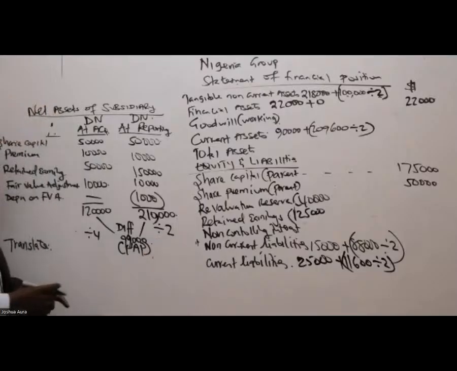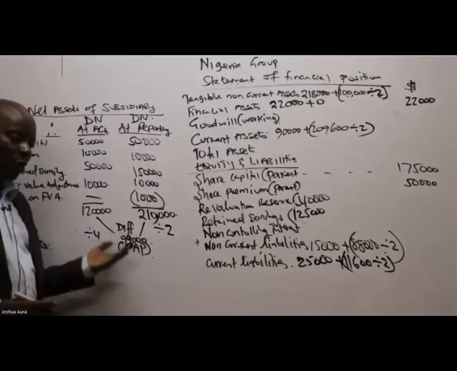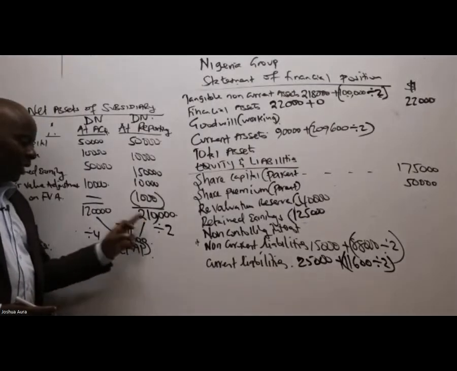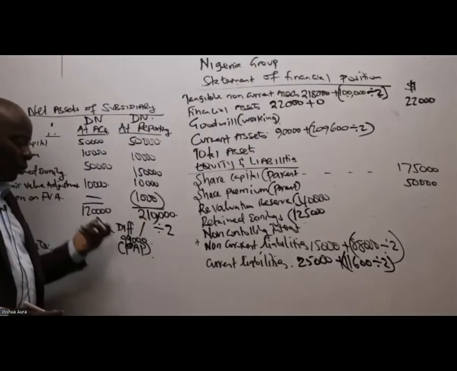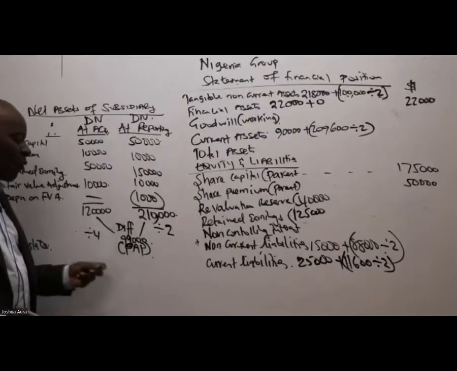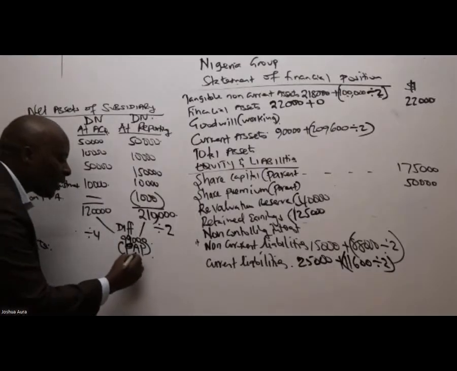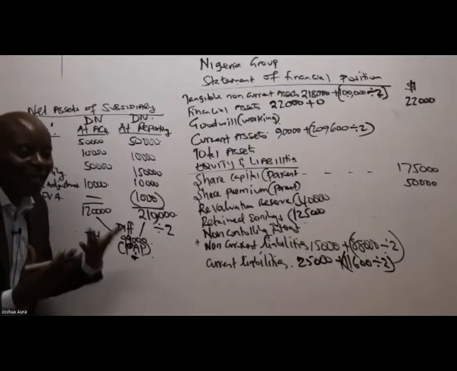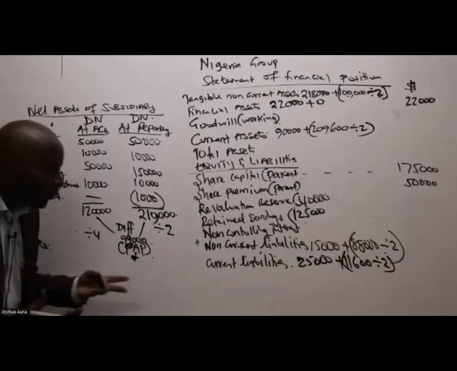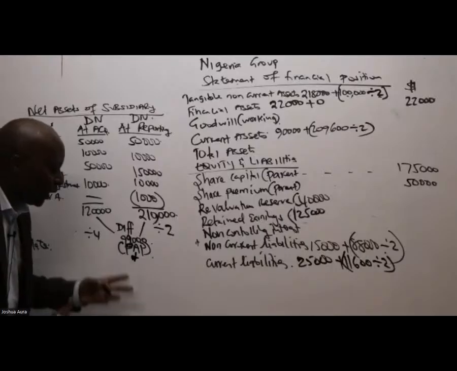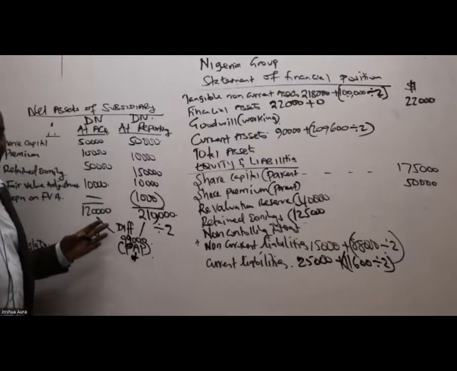And now listen to me very well. Remember, we have some post-acquisition profit. When we subtracted this and this, we got a post-acquisition profit. It's a profit, an income statement item, and profit is always translated using the average rate.